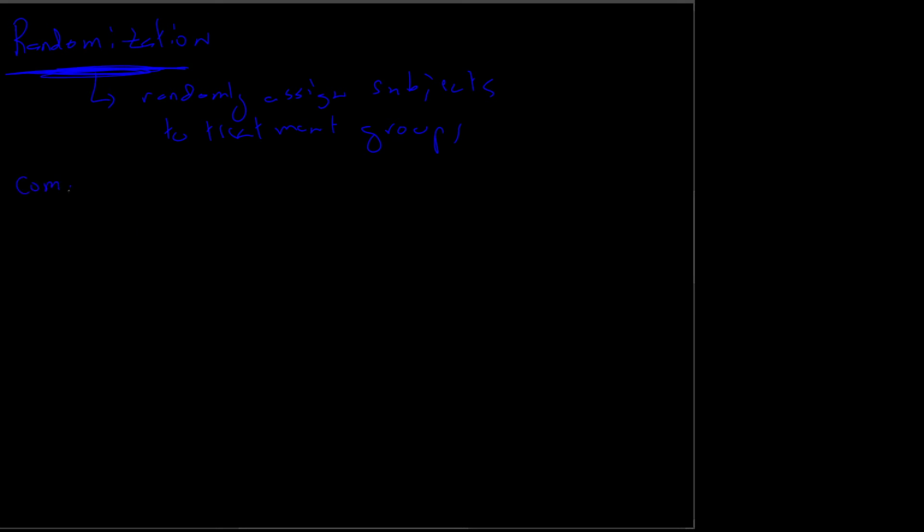Now, completely random, is each subject is randomly put into a treatment group. Now, there's some positives to this, that it means that there's no bias introduced, but it can also sometimes obscure confounding variables. And so another type that's not completely random is randomized block design.